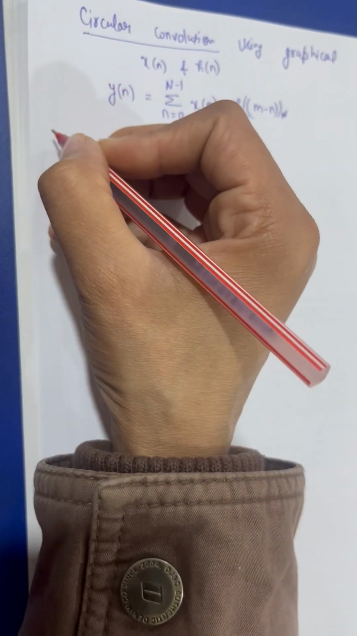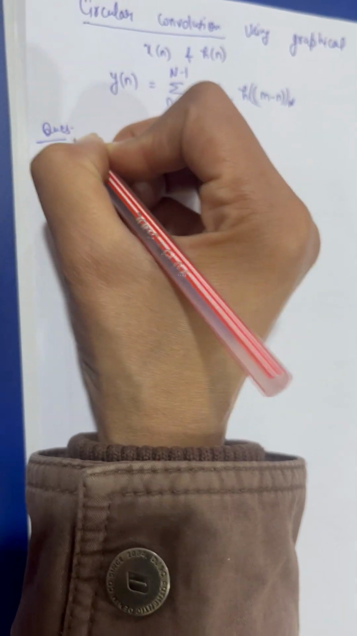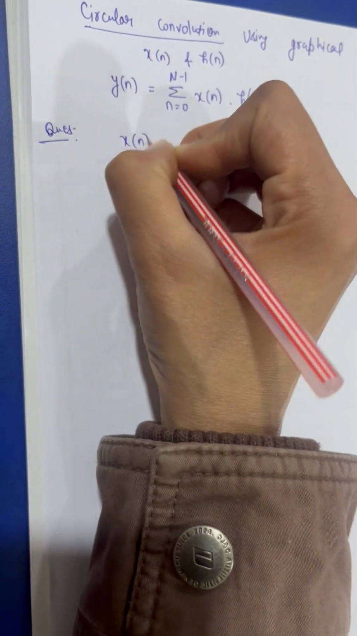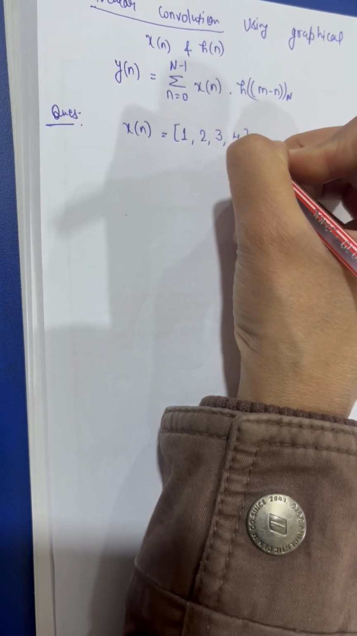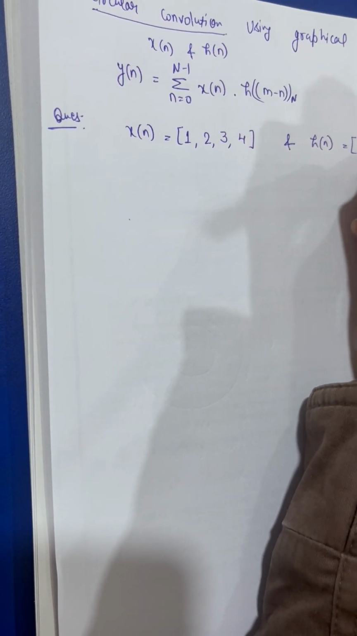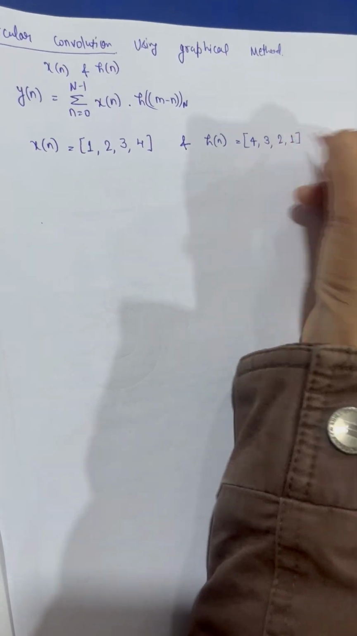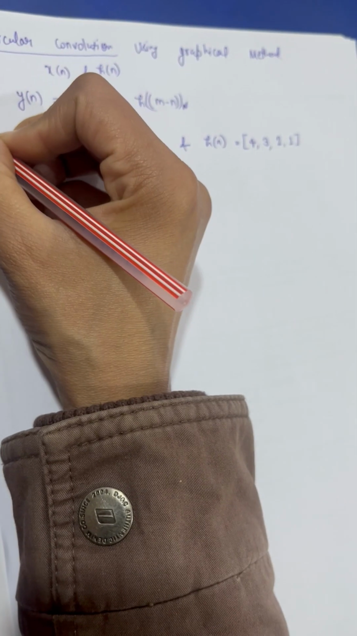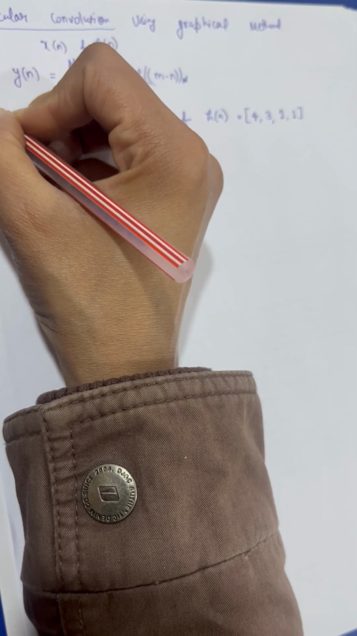Let's take an example where two input signals x(n) is defined by 1, 2, 3 and 4, and another input signal h(n) is defined by 4, 3, 2, 1. It is a previous year question from 22-23, and it carries 7 marks.